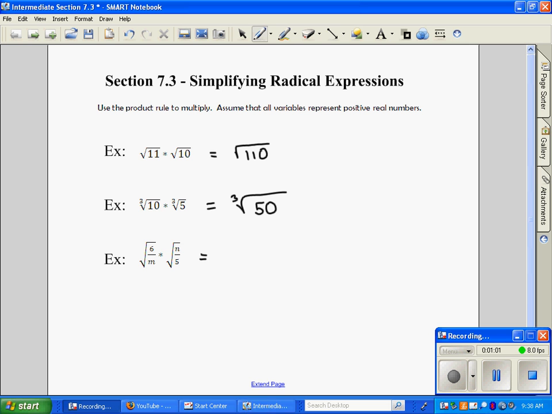As well as the last example, we can rewrite these as 6n and 5m, combine them together, but there's nothing else that simplifies in these either. So this is just getting you familiar with the format and multiplying radical expressions.